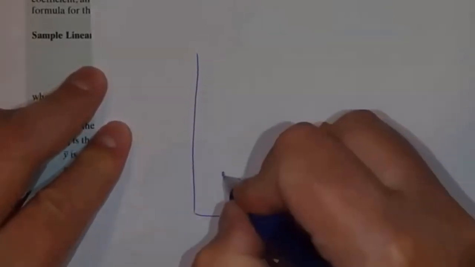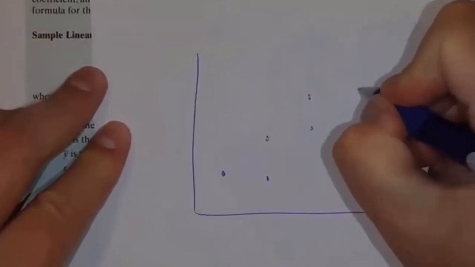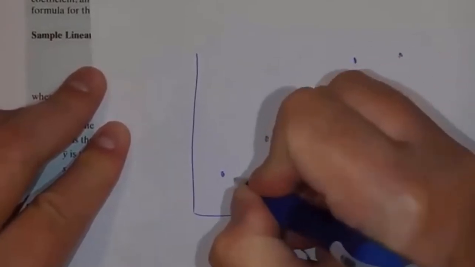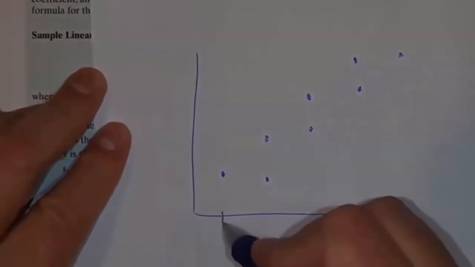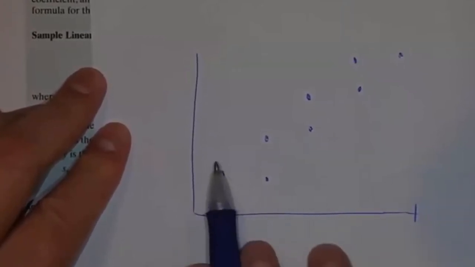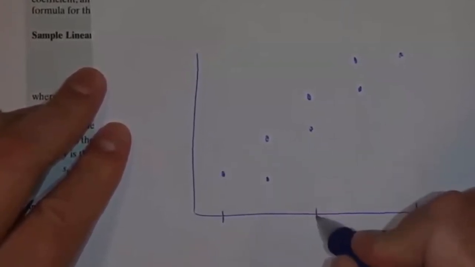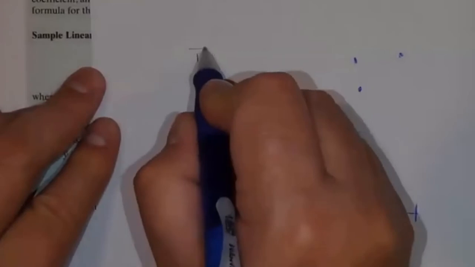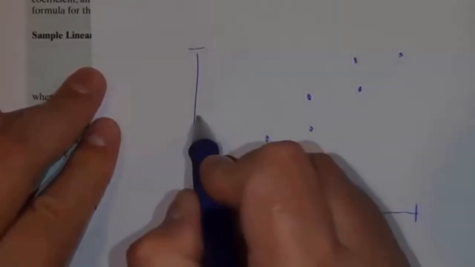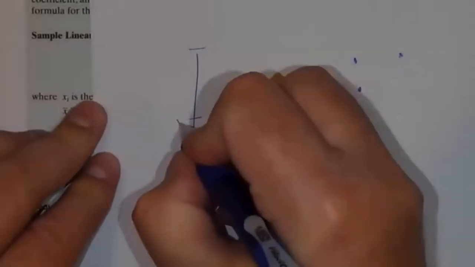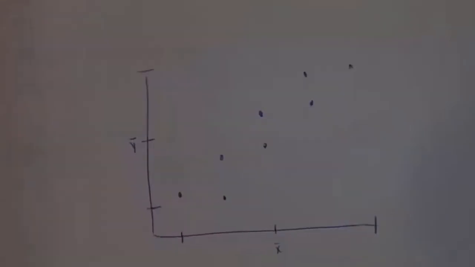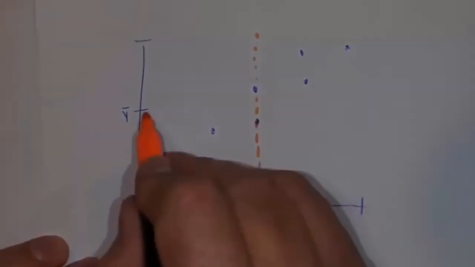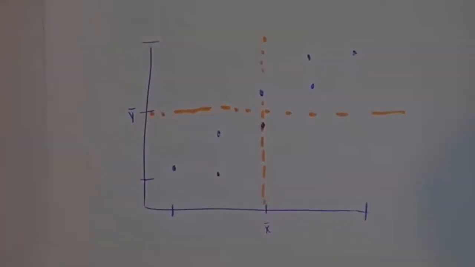Now this is just made up, right? I'm just making up some points like this. My x values range from here to here. If I were to find x bar, it would be somewhere along here in the middle. And my y values range from here to up here. If I were to find y bar, it would be somewhere around here in the middle. So this line here would be representing x bar, and this line here would be representing y bar.